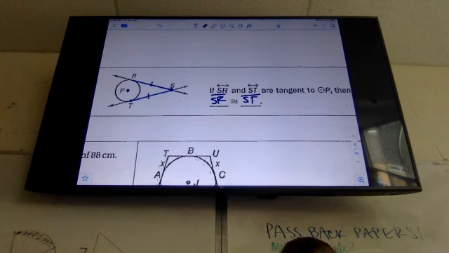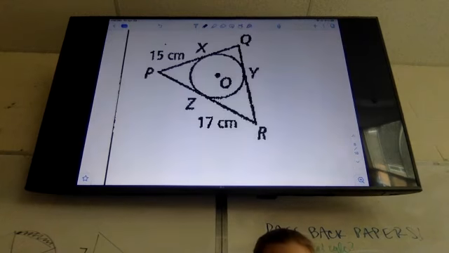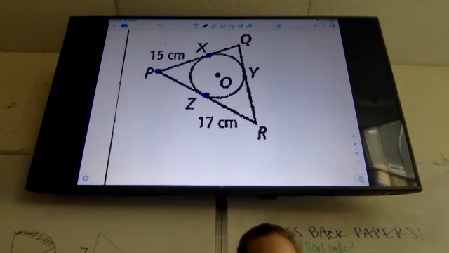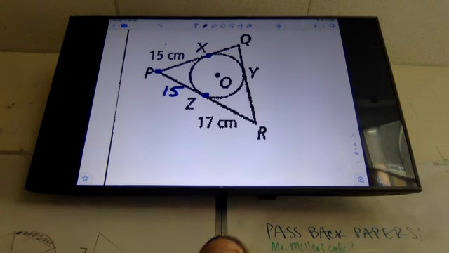Let's see if we can figure that out. Circle O is inscribed in triangle PQR, which has a perimeter of 88. What is the length of QY? So I know from point P, I'm tangent here at X, and I'm tangent here at Z. PX is 15, so what does that make PZ? 15. Is there any other side that I can figure out just like I figured out that side was 15? Yeah, Ella? YR would be 17. Very good.